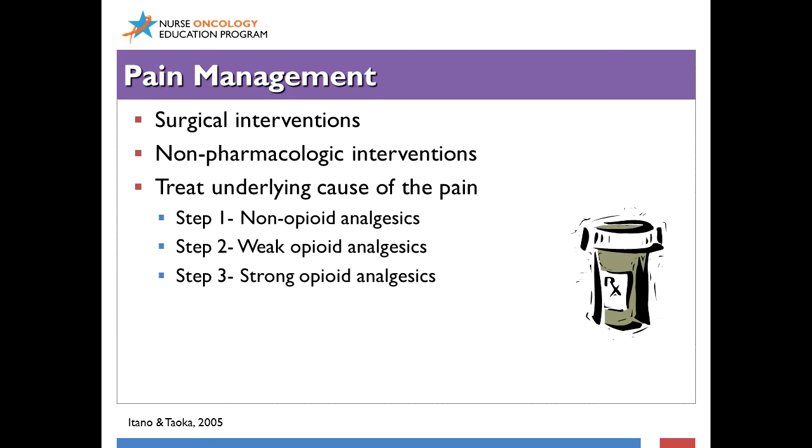And then you see here in a stepwise fashion for pain management with medical management, step one is non-opioid analgesics. Step two is weak opioid analgesics. And step three is strong opioid analgesics. The World Health Organization has a ladder called the WHO ladder, and that is used commonly with cancer treatment regimens for pain management.